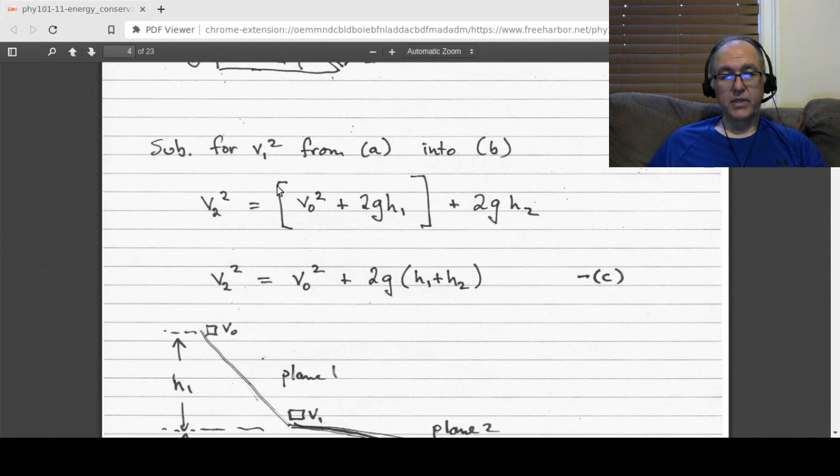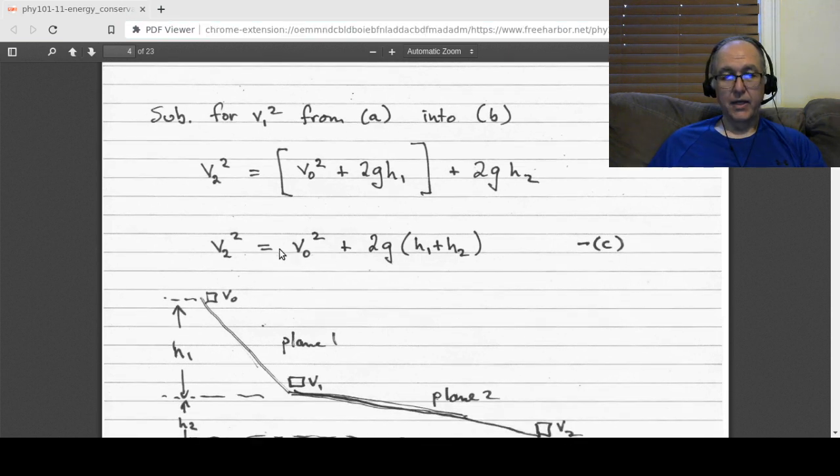So I have V2 squared is equal to, the square brackets is where V1 squared was, but I've replaced it with equation A, plus 2gH2. And then, just rearranging the terms, which is pretty easy, I get that V2 squared is equal to V naught squared plus 2g times H1 plus H2.